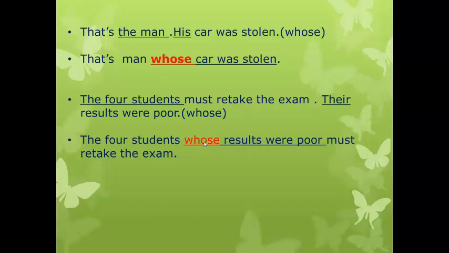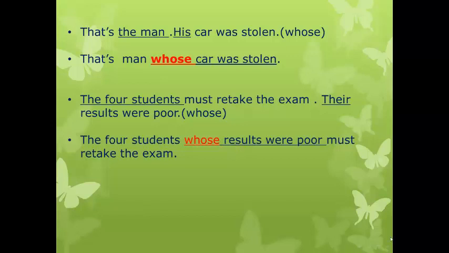Now, this clause tells us extra information. As you can see, the 4 students must retake the exam. This is a meaningful sentence without the clause, without whose results were poor. So this is a non-defining relative clause that gives us extra information about the noun.